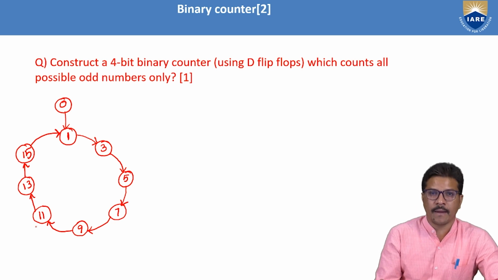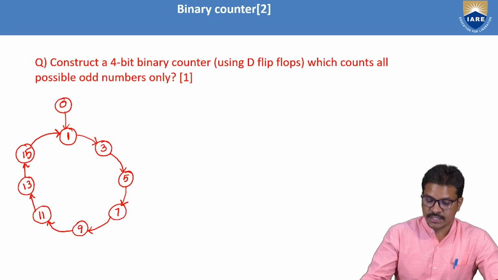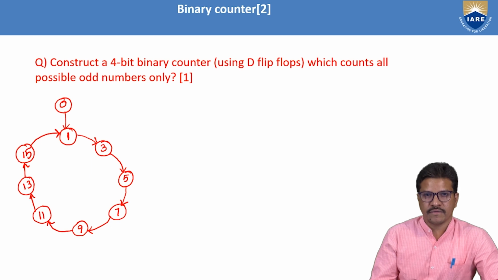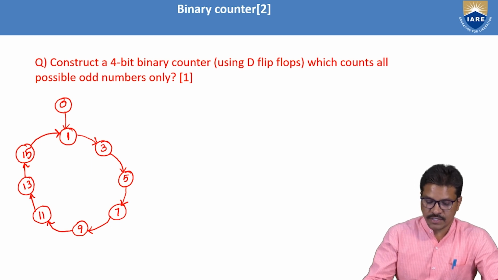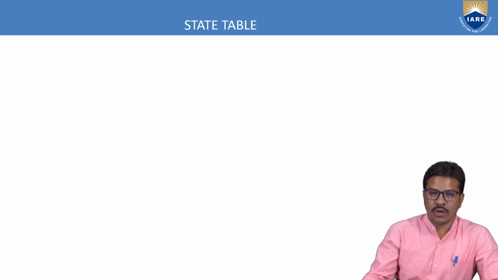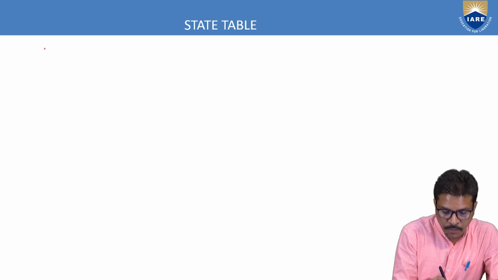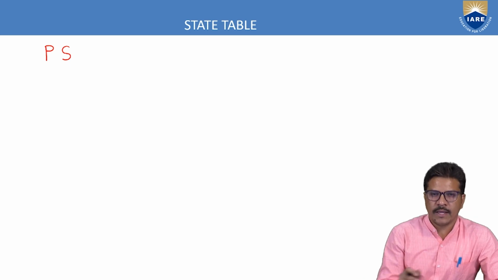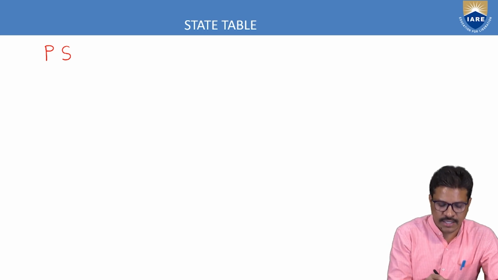So this is the state diagram. For this state diagram, we can create a state table using the D flip-flop. So next we will see that state table. What is the state table? A state table has the present state. The present state actually has a 4-bit number, so each state is represented with 4 letters.